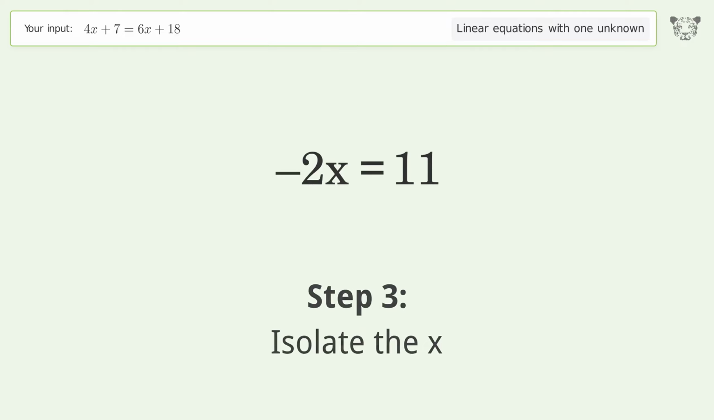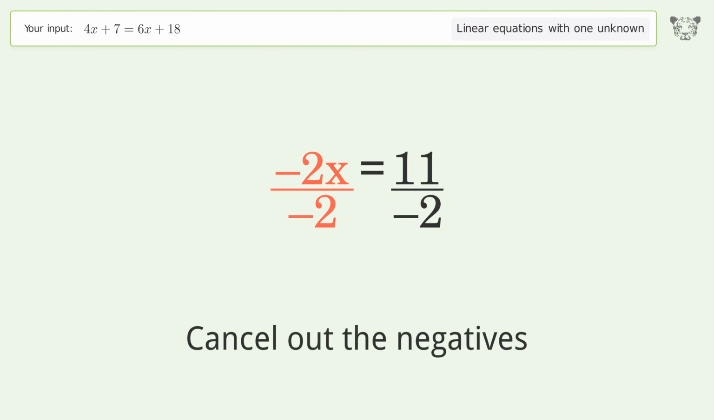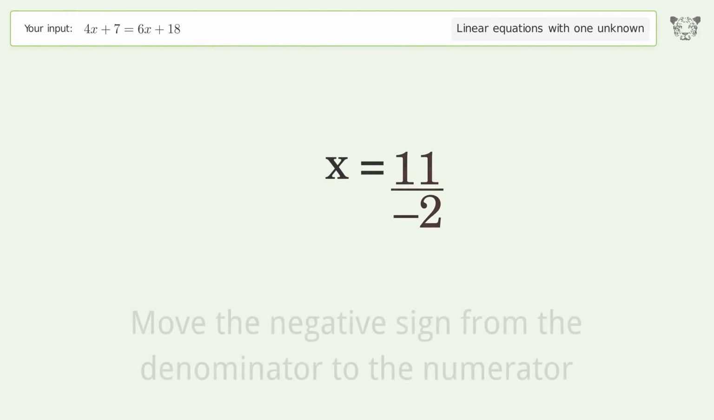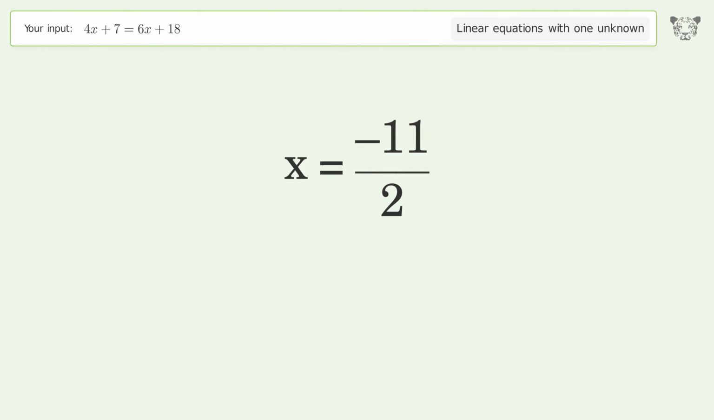Isolate the x. Divide both sides by -2. Cancel out the negatives. Simplify the fraction. Move the negative sign from the denominator to the numerator. And so the final result is x equals -11/2.